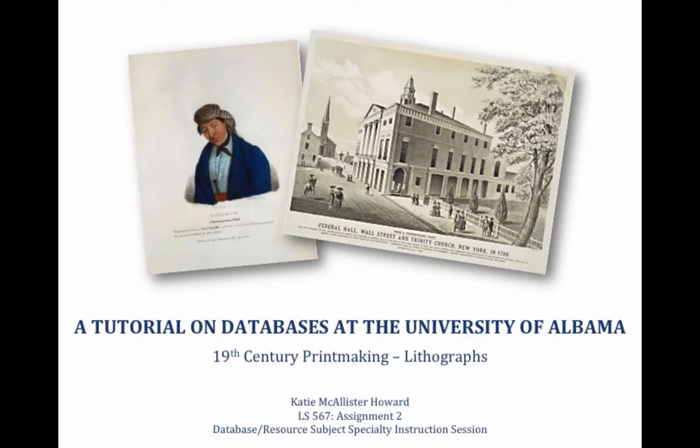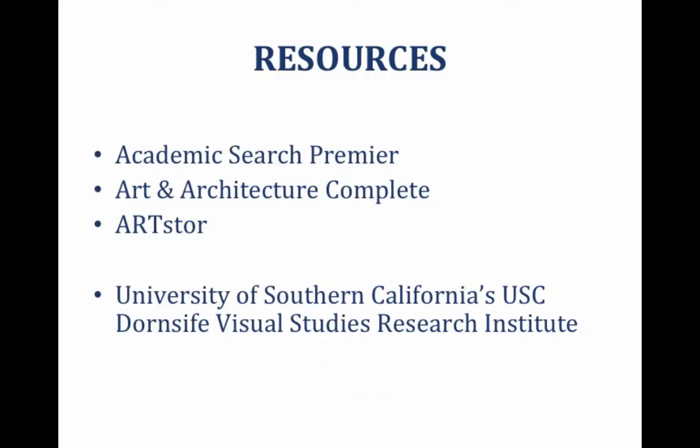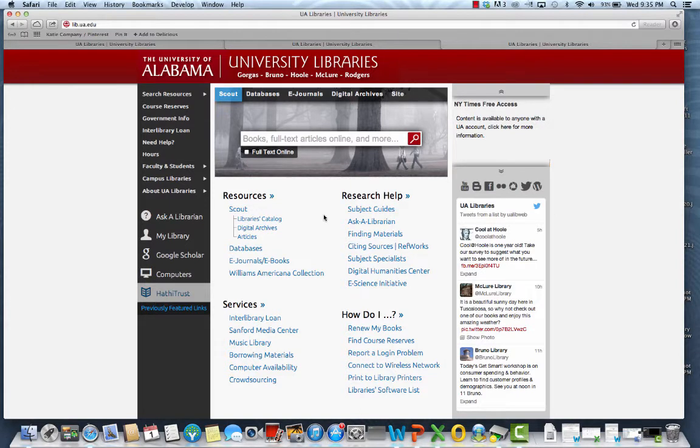To research this topic, we will be using 3 subscription-based databases: Academic Search Premier, Art and Architecture Complete, and ArtStore, which are all available for use by the University of Alabama's students, faculty, and staff. We will also look at the University of Southern California's USC Dornsife Visual Studies Research Institute's free web resources available to outside researchers without a subscription. The University of Alabama Libraries offers a wide variety of subscription databases.